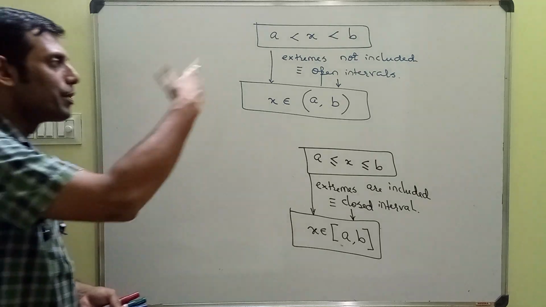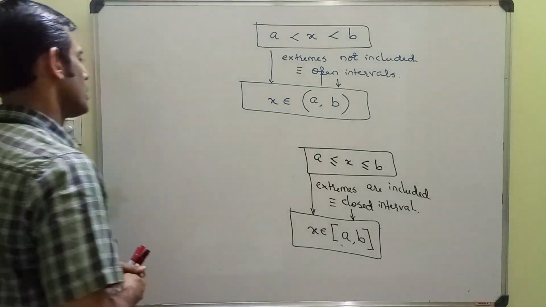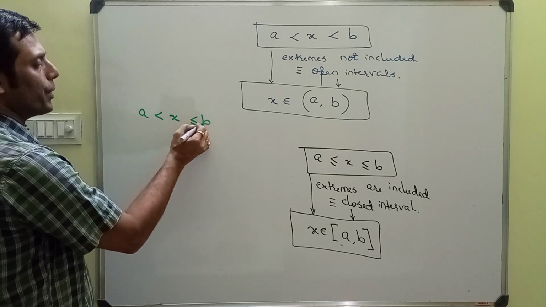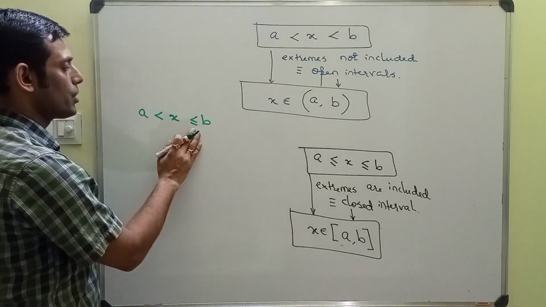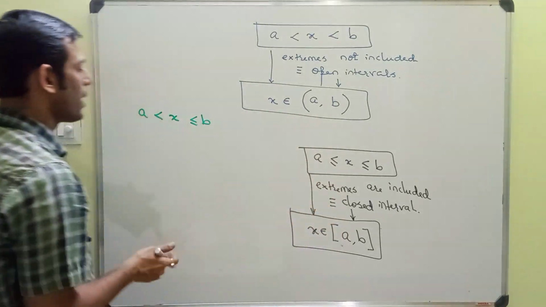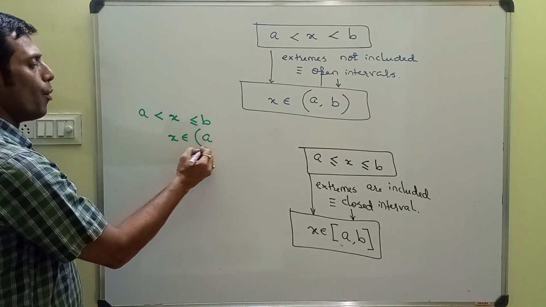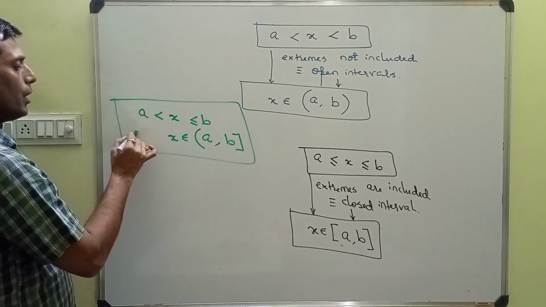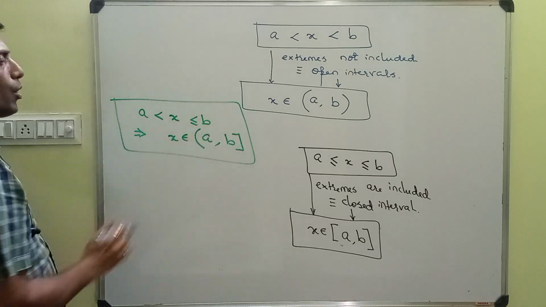Now we can have hybrids here, a mixture of the types, something like this. Suppose you say x is greater than a but less than equal to b. How would you write it? When it's an open interval, it's a round bracket. When it's a closed interval, it's a square bracket. That means x is element of a open, b closed.